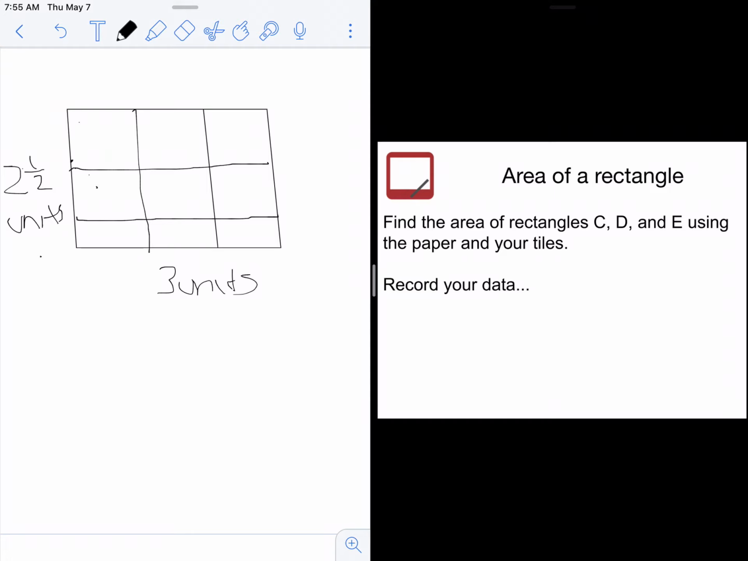So we are multiplying. Okay, so we have 1 unit here, 1 unit, 1 unit, that's 3, 4, 5, 6. And then we have 1/2, 1/2, and 1/2. Okay, so this is rectangle B.